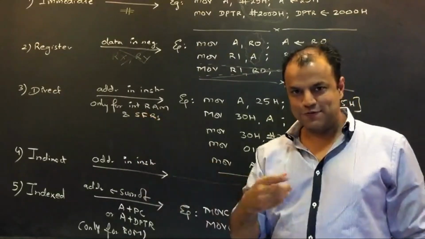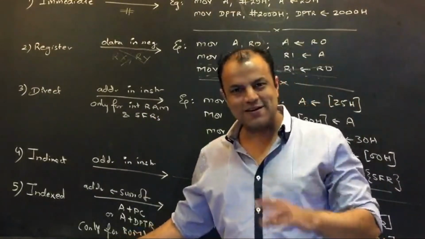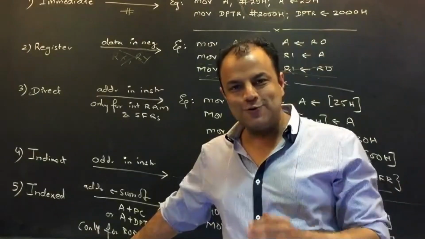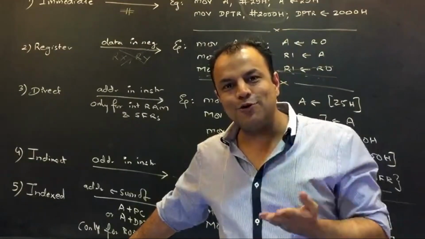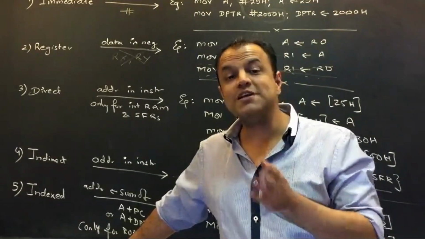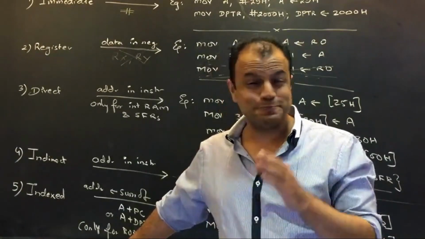And for SFRs, if you saw the video on SFRs, they are special function registers. To reduce the number of opcodes, we have allotted them also addresses. What addresses? The ones which are left over from the internal RAM.